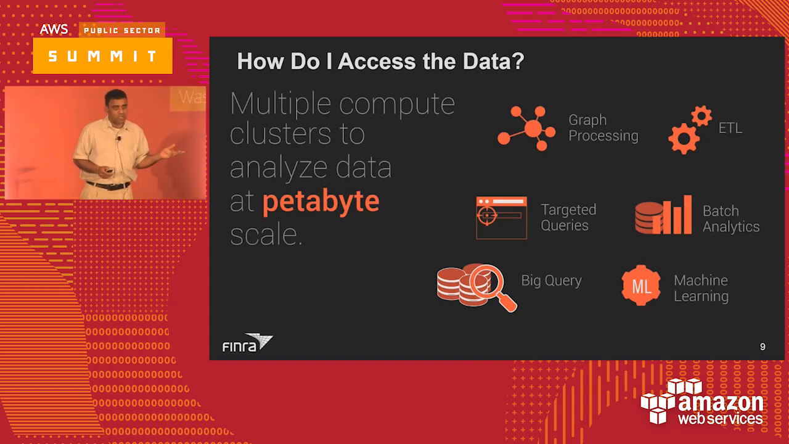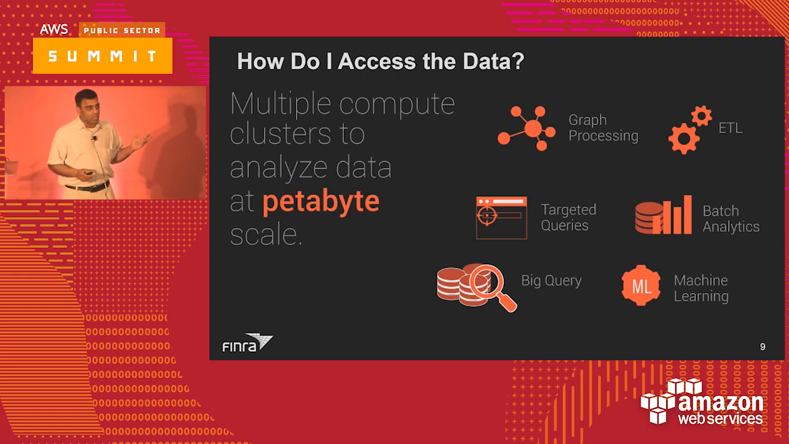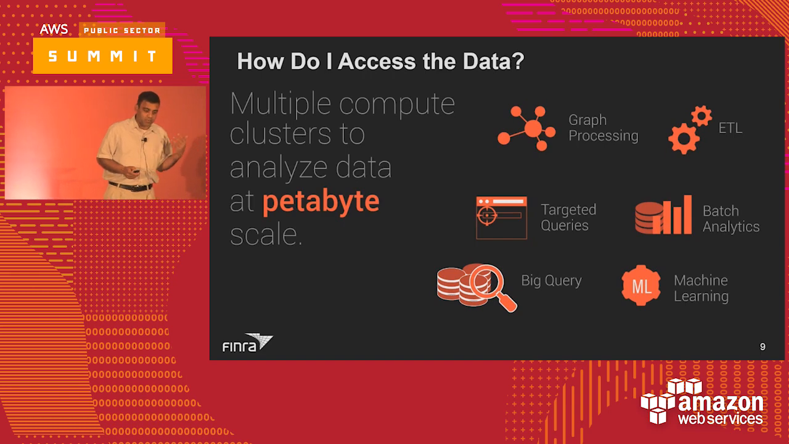We have a lot of ETL running, which is a lot of batch processing using Hive and Spark. That's again using EMR. Targeted queries using Presto. A lot of batch analytics, surveillance type applications using EMR, and machine learning, again, using our EMR platforms. So everything is in S3, and all these different kinds of graph processing, ETL, everything is running their applications on top of the data that is sitting in S3.